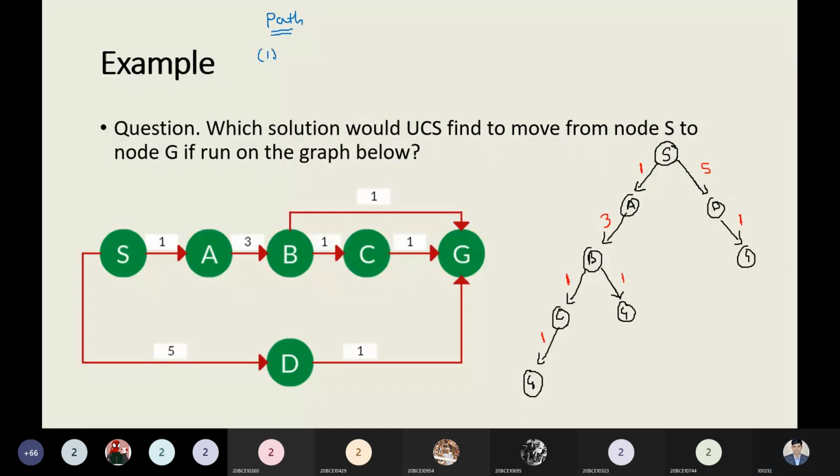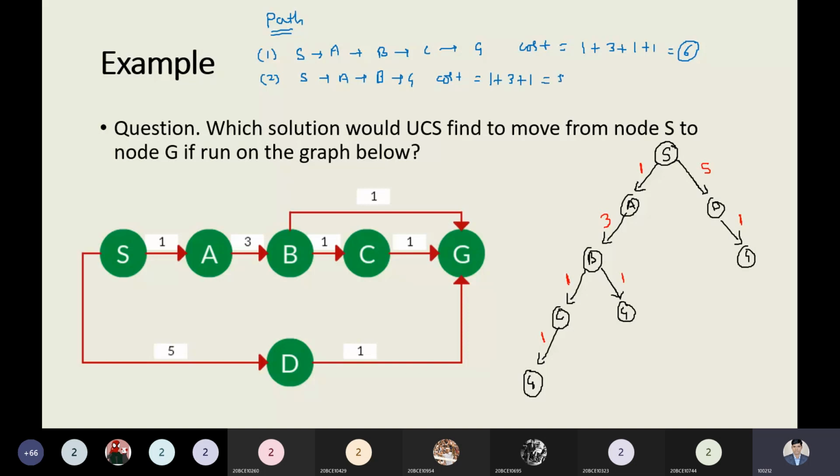The first path we have is S to A. Here we will not talk about the shallowest or deepest; we are writing the possible paths. S to A, A to B, B to C, and C to G. Here the cost will be 1 plus 3 plus 1 plus 1. What is the cost? I'm getting 6. Next, S to A to B, and B to G. The cost here would be 1 plus 3 plus 1, which is 5.